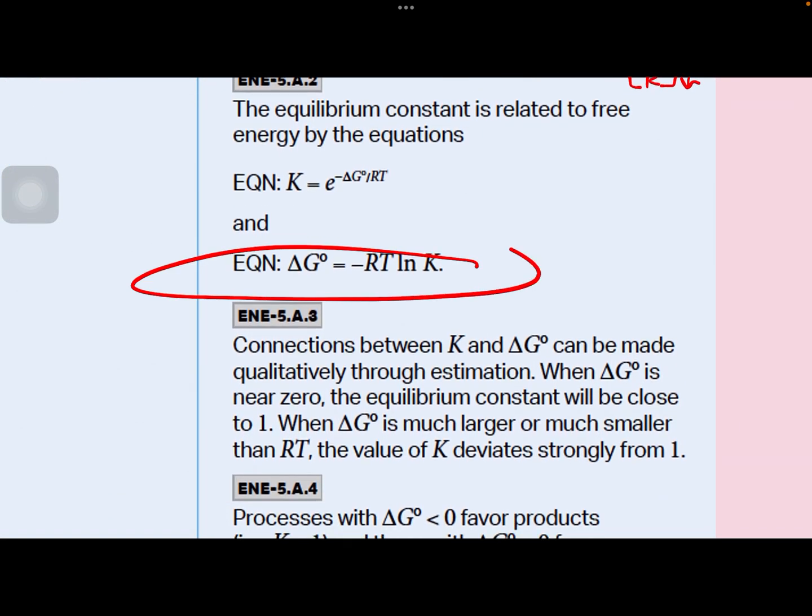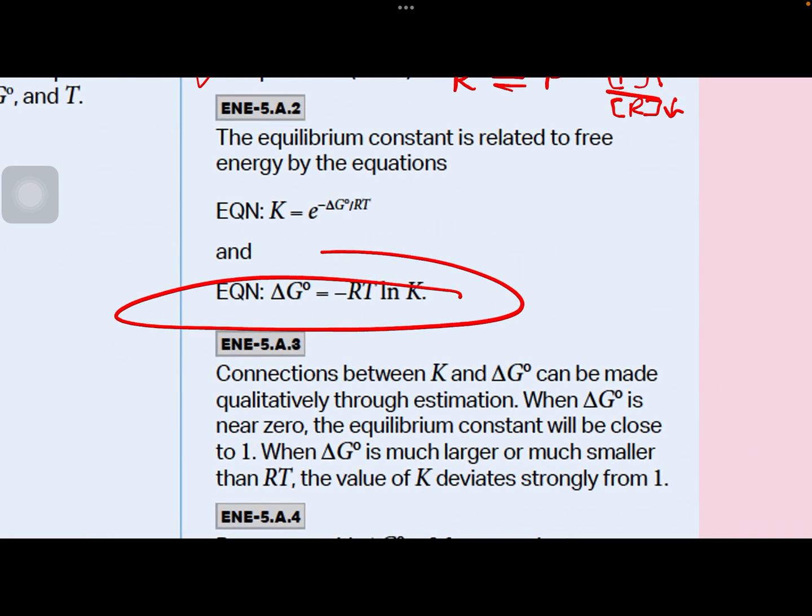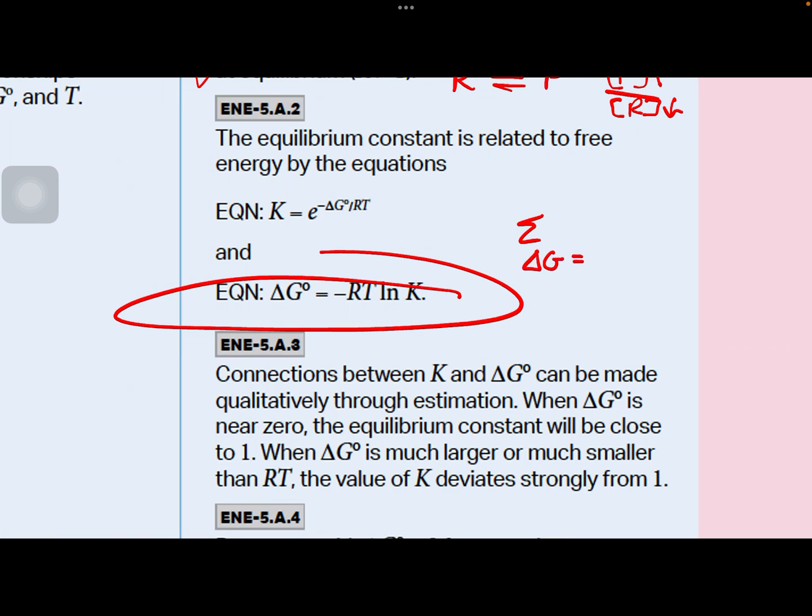This equation is on your reference sheet. So we've calculated delta G in different ways already. We've calculated delta G as the summation. We've calculated delta G equal to delta H minus T delta S. And we've also calculated delta G using Hess's law, which we're going to revisit as well. So this is the fourth way that we're going to be calculating delta G.